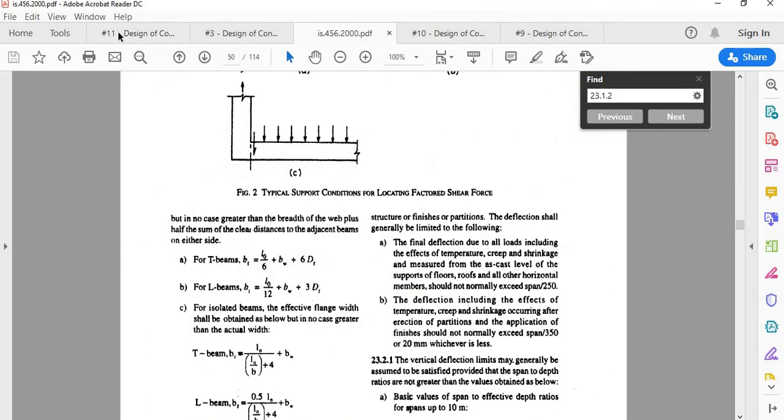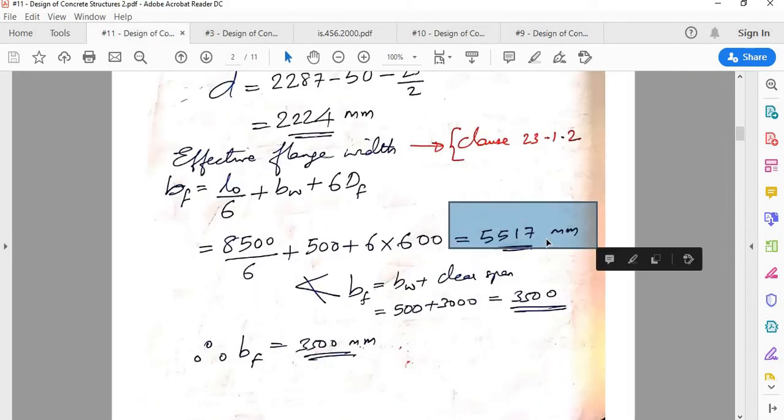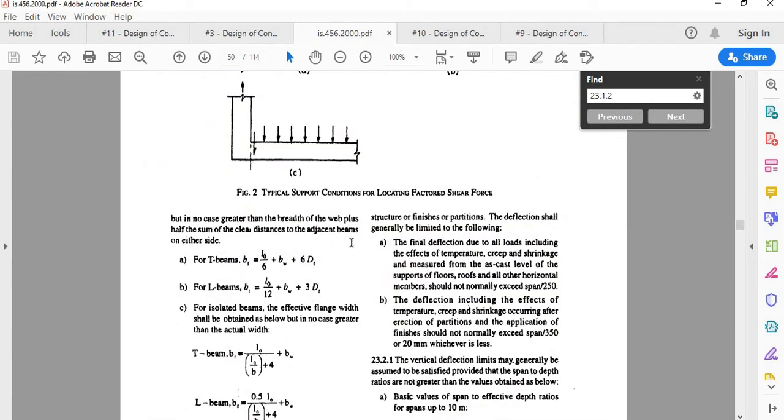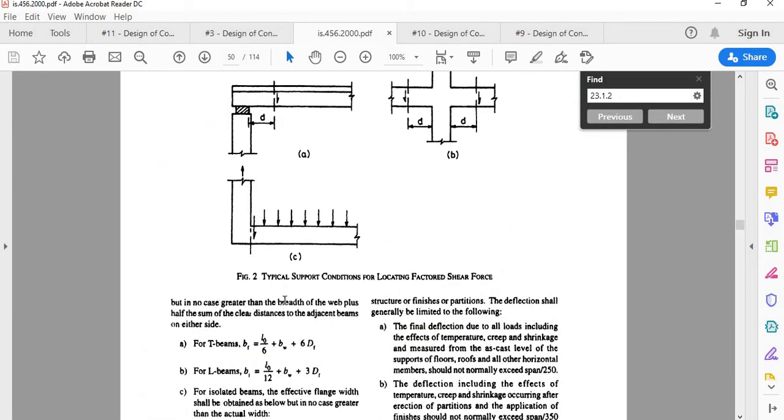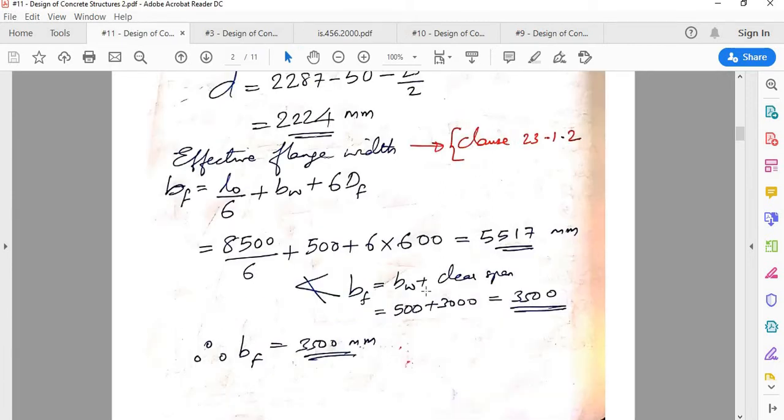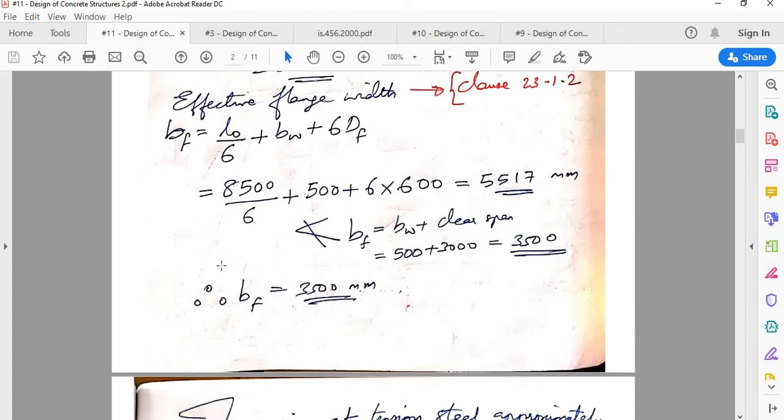Now with this formula we got some numbers. The code says that the number should not be greater than the breadth of the web plus half the sum of clear distances. So that we can check. It is clearly more than the width of web and clear span, which is 3.5 meter. So you have to adopt a width of flange of 3.5 meter. Again, a huge dimension, right?